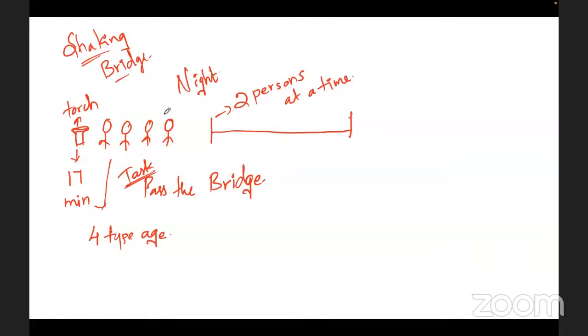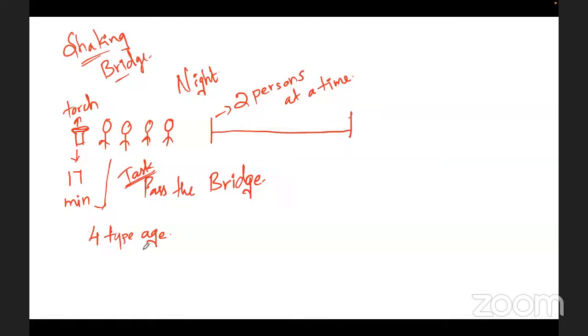Sir, if two persons take the torch with them, how will the other two come? Yes, one has to come back, and they have to get back to the other persons. They have to help the other persons. So two persons have to go, one person has to come back. That's the thing.